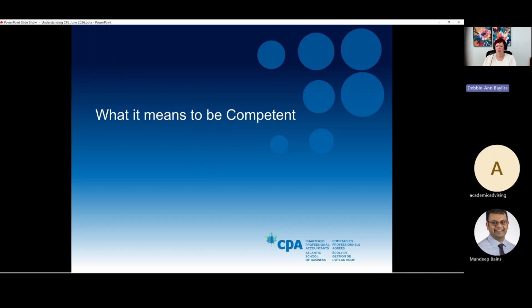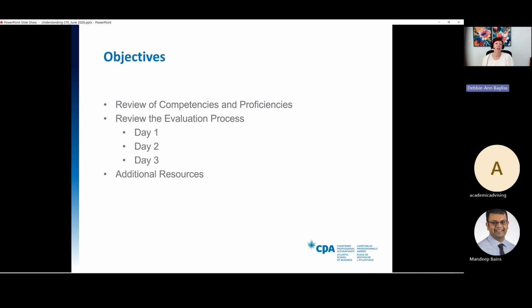So now let's talk. I've talked a lot about competent, and we know that this is critical when it comes to passing CFE. So let's make sure that we have a clear understanding of what that looks like. Plus, I've talked about proficiency level. So as a result, I want to drill down into the competencies and proficiency level. I also want to review the evaluation process for day 1, 2, and 3, and provide you with some additional resources.